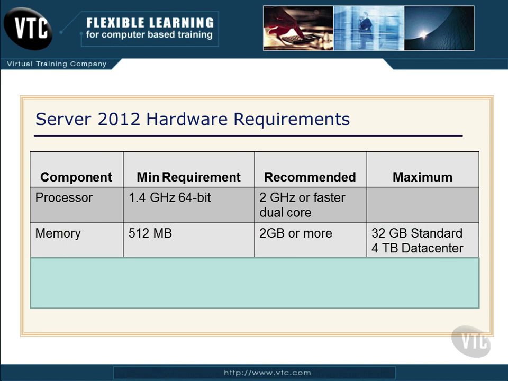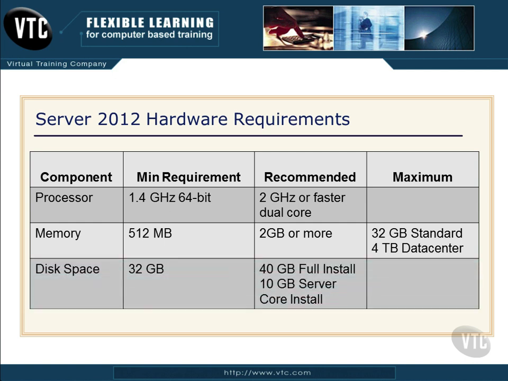Now in memory, their minimum requirement, don't laugh, 512 megabytes. Nobody wants to do that in the real world, but that is the minimum requirement. Recommended, 2 gigabytes or more. Pay close attention to the "or more" there because you need it. And then the maximum, watch for this, you could see this on the exam. If you're running Windows Server 2012 Standard, 32 gigabytes of RAM is the max. And if you're running Datacenter, 4 terabytes of RAM.